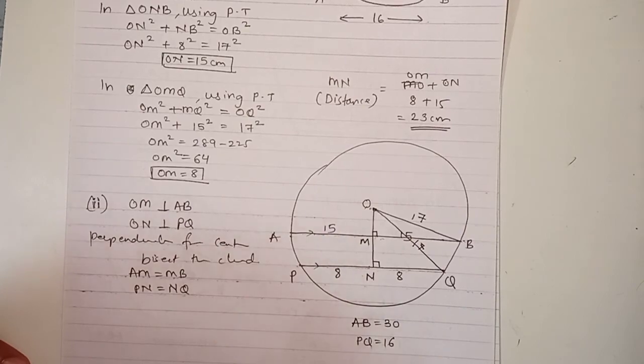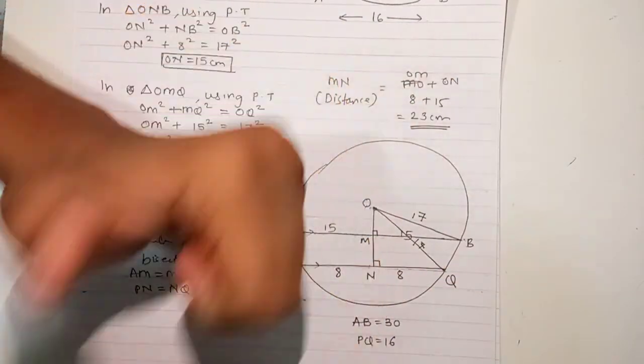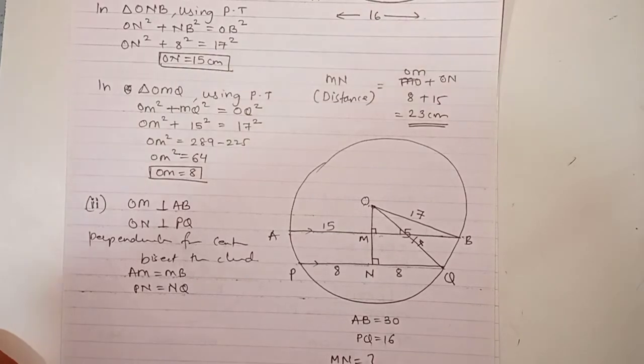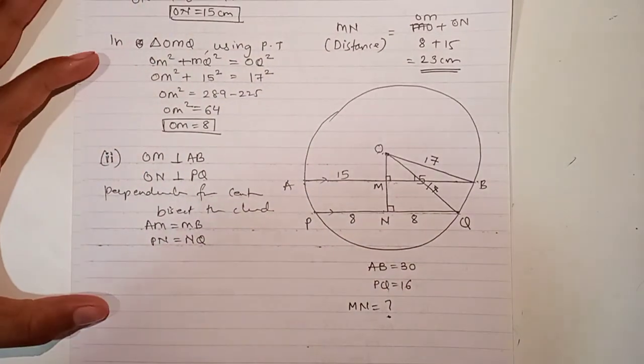Now what do we have to find? We have to find the distance between the chords. Means ये एक chord है, ये एक chord है और इनके बीच में का distance ढूंढना है. Means we have to find MN. Okay, now how do I do that?